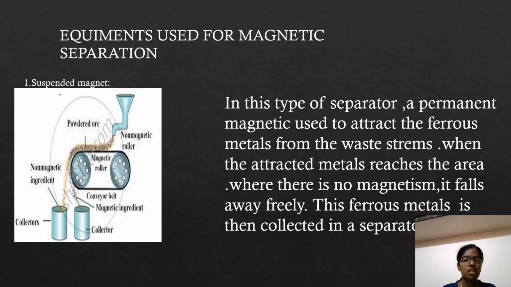Now let us discuss the equipment used for magnetic separation. In this type of separator, a permanent magnet is used to attract the ferrous metals from the waste stream. When the attracted metals reach the area where there is no magnetism, they fall away freely. The ferrous metals are then collected in a separator.